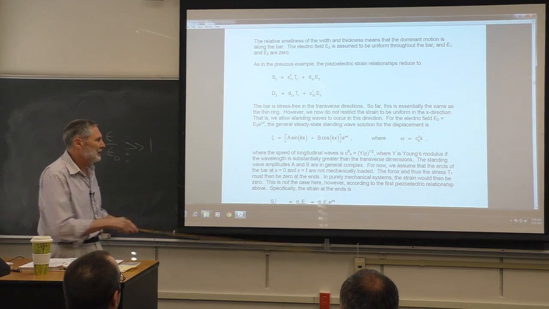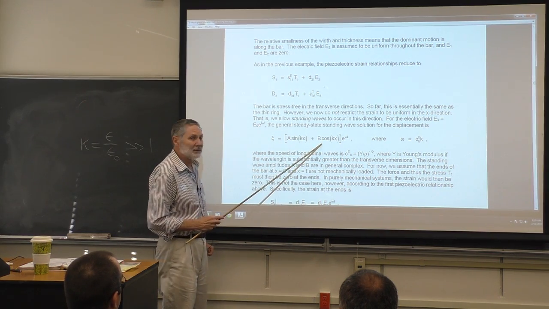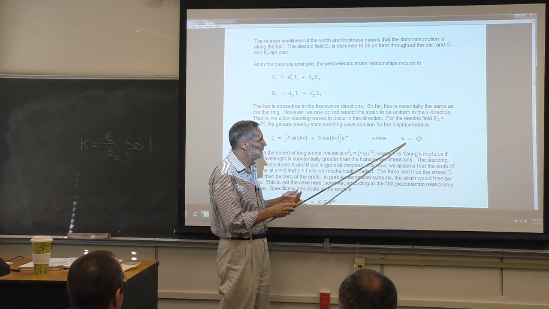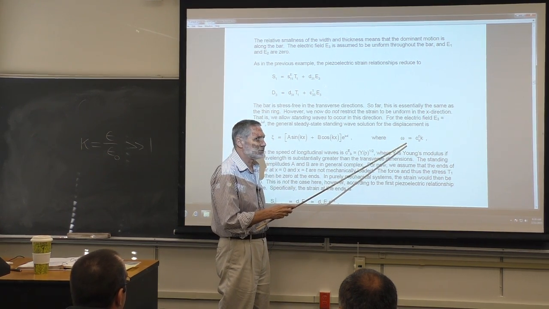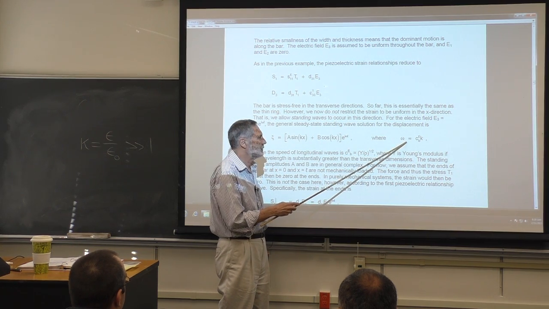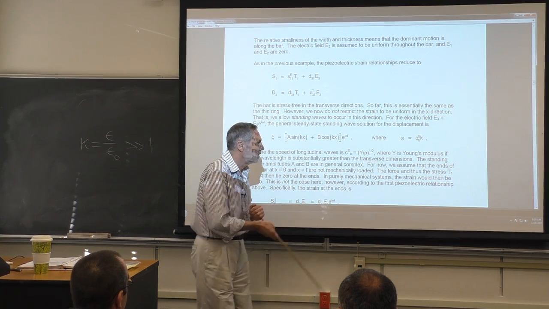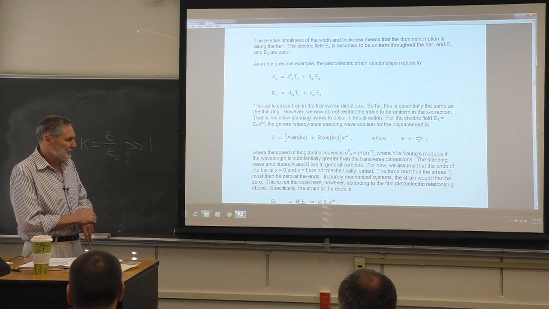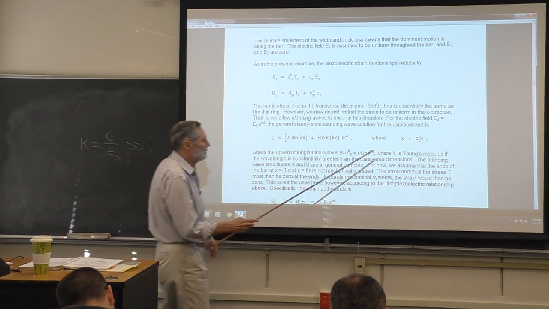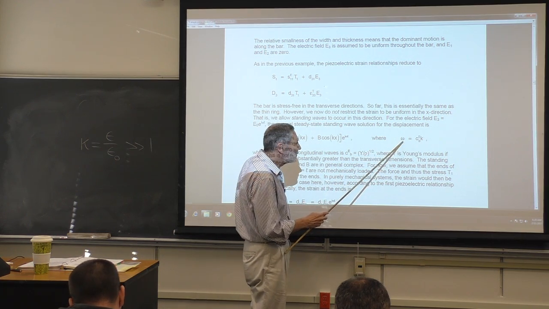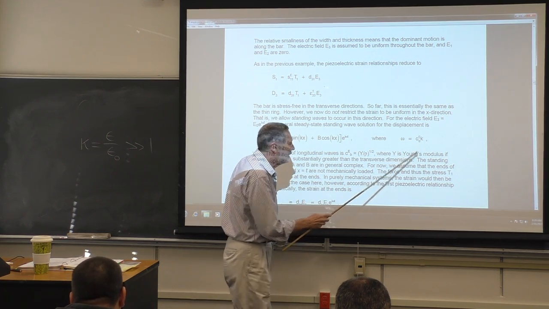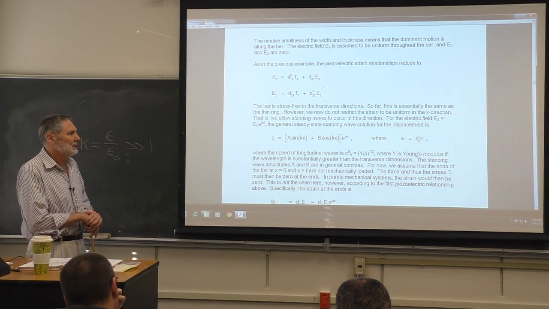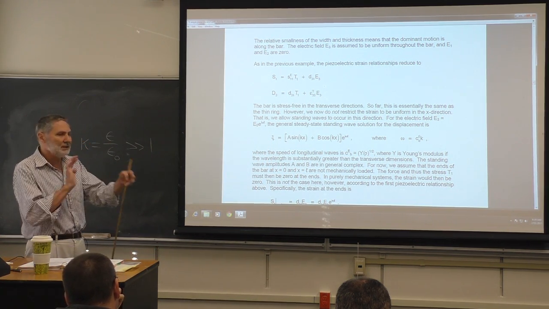And by the way, omega and k are not independent, right? They're connected by the dispersion relationship. This is the relationship between the frequency and the wave number, or the wavelength. It's called the dispersion relationship. It's just a constant here, and it's going to be that speed that we've been talking about today, the speed of waves dictated by Young's modulus.